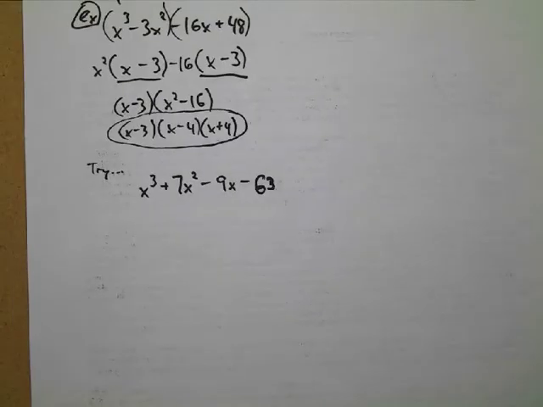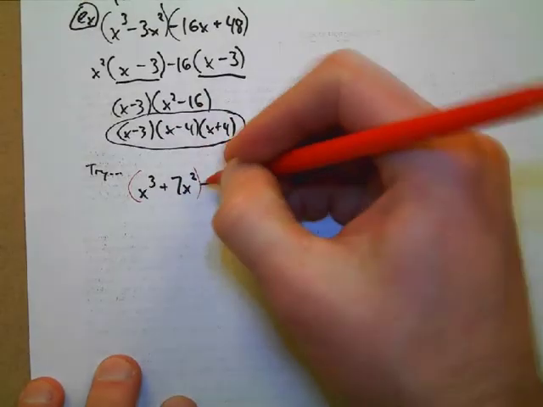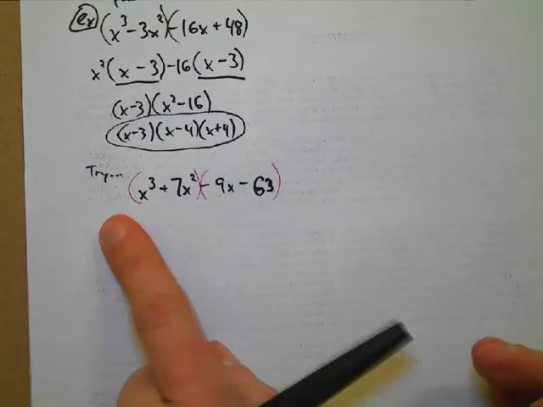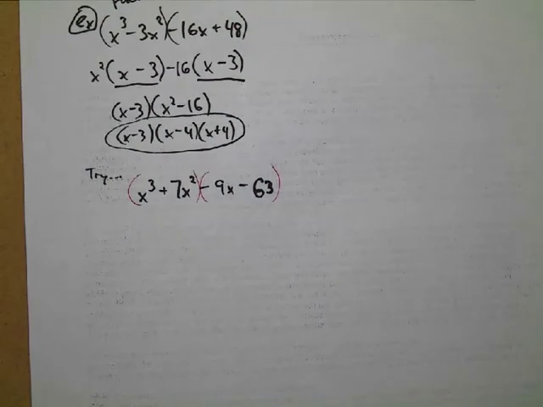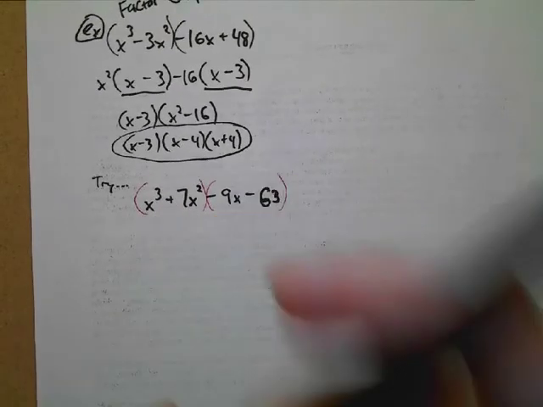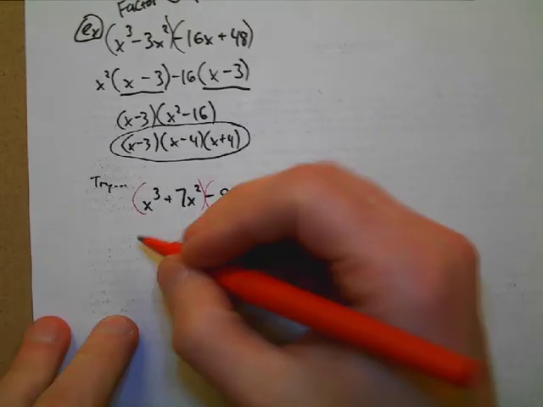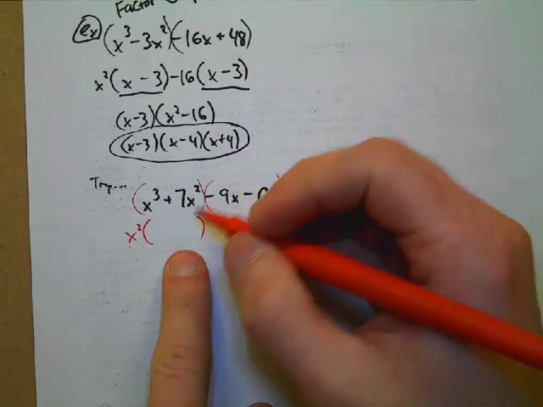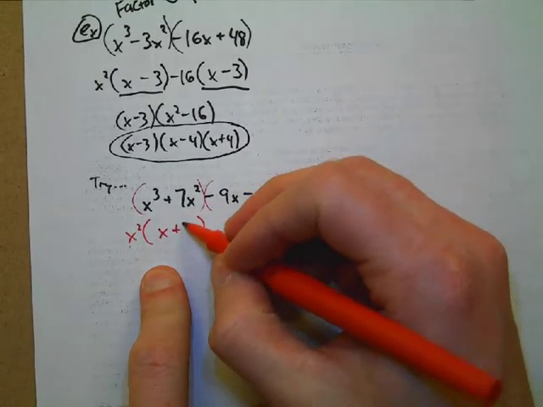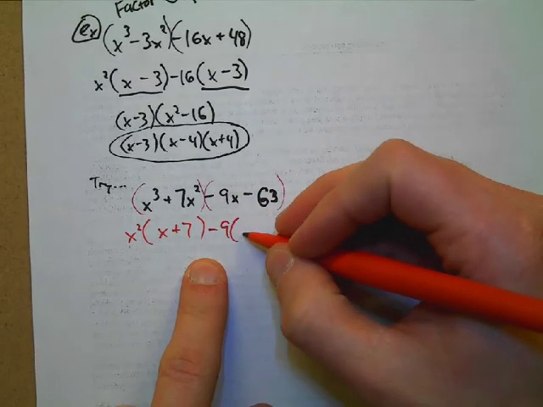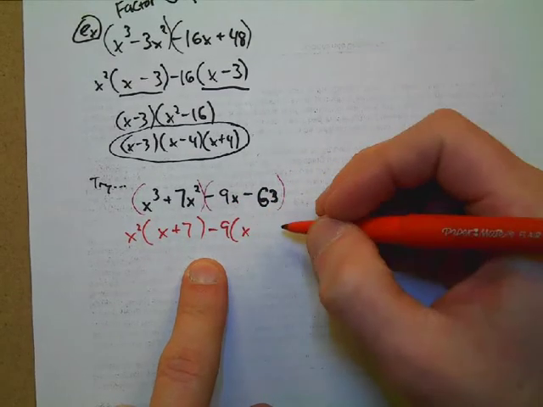So we'll group the first two, group the second two. Actually, I should have asked first: is there a GCF we could have factored out here? No. Okay. So what did you take out of that first group? x squared. And that left behind what? x plus 7. Yep. And from the second group, what did you take out? -9. And that left behind an x plus 7.